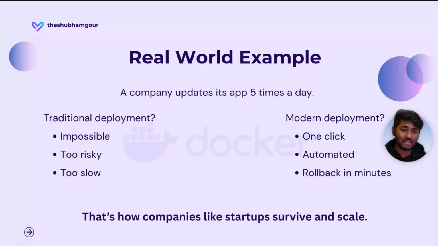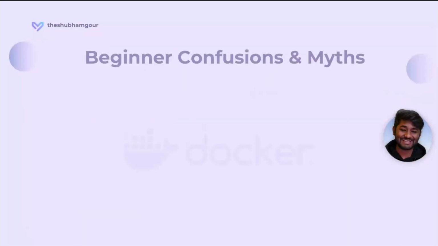Now, if we take a real example, let's say a company gives an update five times a day. What will happen when we go with traditional deployment? It will become impossible for us. It will become too risky and too slow because everything is done manually. But with modern deployment, it will be just one click, it will be automated, and if something goes wrong, rollback will be done within a minute, right? And that's how companies like startups survive and scale.